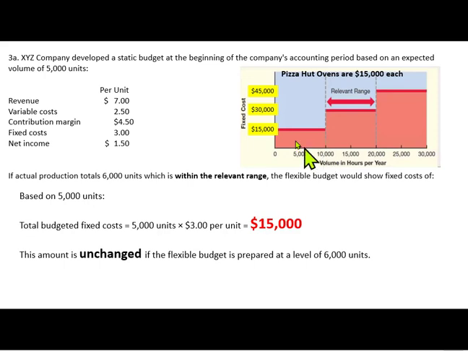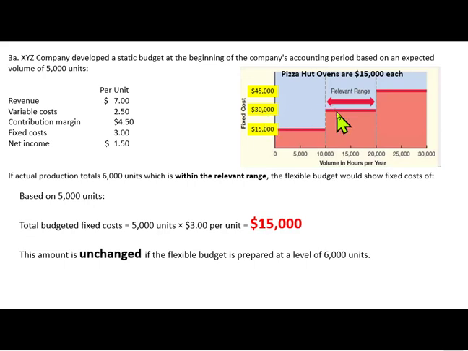Now, if we operate at 5,000 units per hour, that's within the relevant range, which is right here in the middle of it. And if we operate at 6,000 units, that's still within the relevant range for this one oven. If we operated at anything other than that, like a higher number, like 12,000 or 15,000, we'd have to buy a second oven. And then our fixed cost wouldn't be 15,000, which is the oven cost, it'd be 30,000, and so on and so forth.